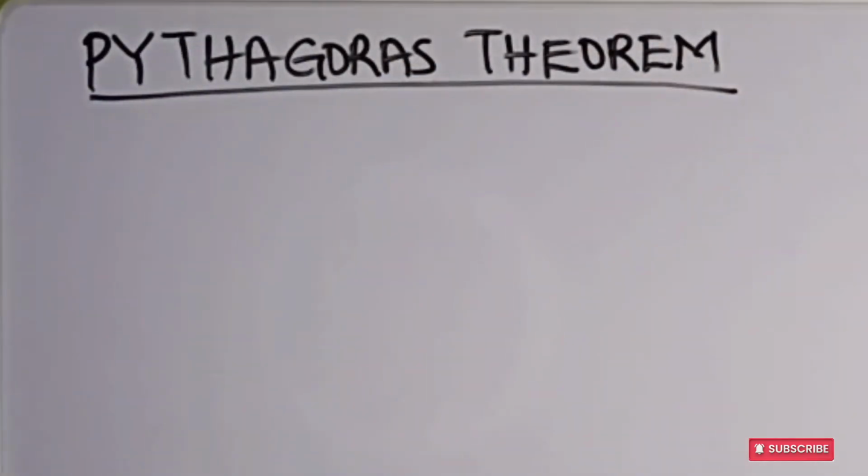Pythagoras theorem. So the first thing we need to know is, what is Pythagoras theorem? Pythagoras theorem is used to find a missing side of a right angle triangle when the other two sides are given. Okay, so we use Pythagoras theorem to find a missing side of a right angle triangle when the other two sides of the triangle are given. So let's write that.